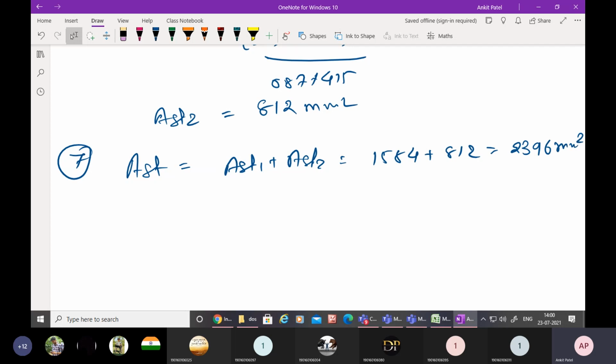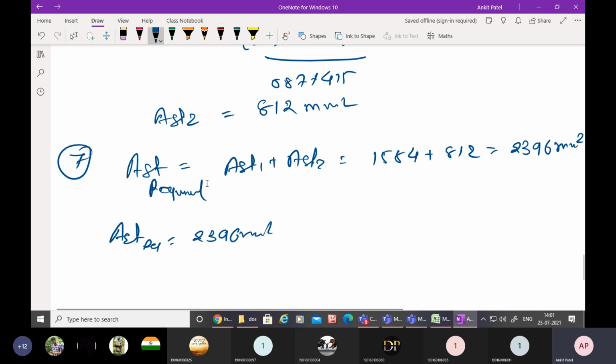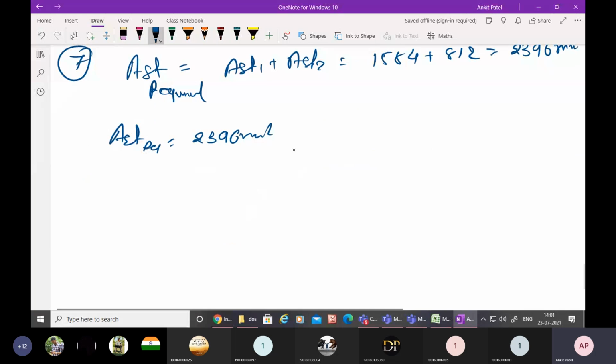So now let's determine the number of reinforcement bars to provide. So now I'm going to write down AST required is equal to 2396 mm square. Clear? Now we know this value, we must also know the ASC required. ASC required, we have found this, and this answer is 852.11 mm square.